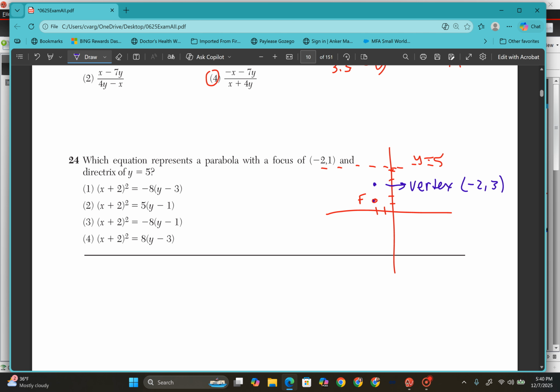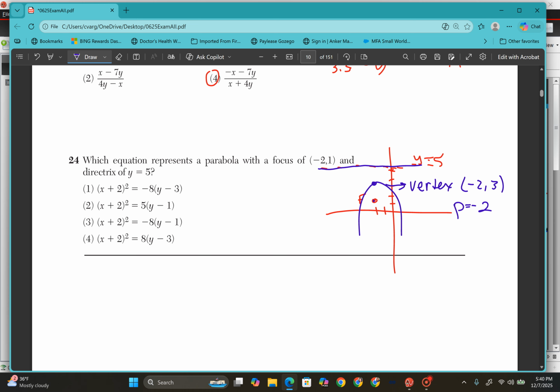The next thing we need to do is find our P, right? So our P is how much this distance was, and that is 2. Cool. But we have to figure out if our parabola is opening up or down. So we know it has to be down. Our parabola has to be like this if that's our vertex, because it can never cross our directrix, right? That's like a shield. So it can never cross that line. So P is equal to -2.